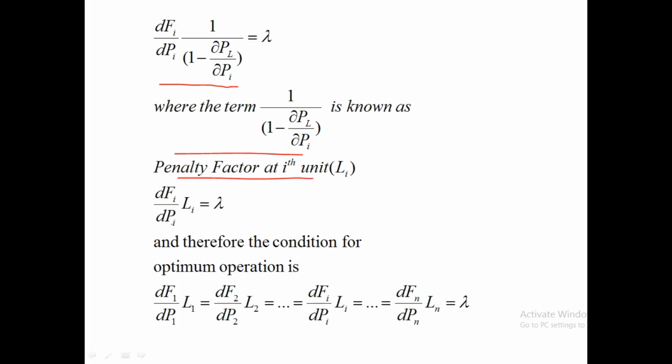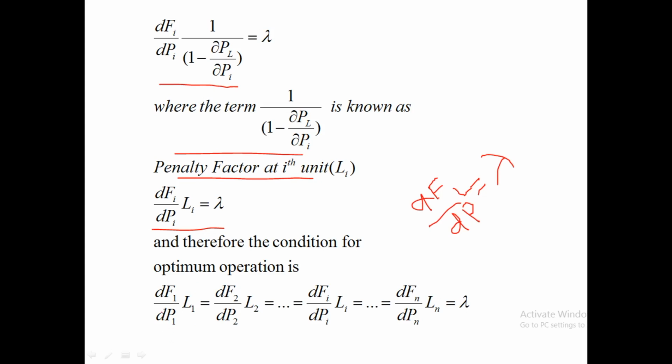So we can write dfi by dpi into Li equal to lambda. What we got earlier, this term Li was not there. It is just like df by dp equal to lambda. If we are not considering the losses, it will be like this. But here an extra term is coming, L into Li equal to lambda. Therefore, the condition for the optimal operation is what?